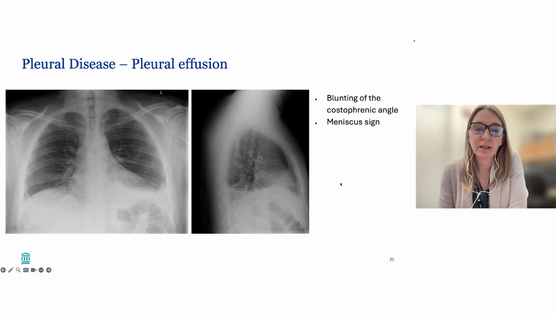And you can see a layering effusion on the lateral with a nice meniscus sign. There is a wide differential for pleural effusions, which we will not get into completely here today. However, sampling of the effusion, particularly for unilateral effusions, is almost always indicated for effusions that are large enough for thoracentesis.